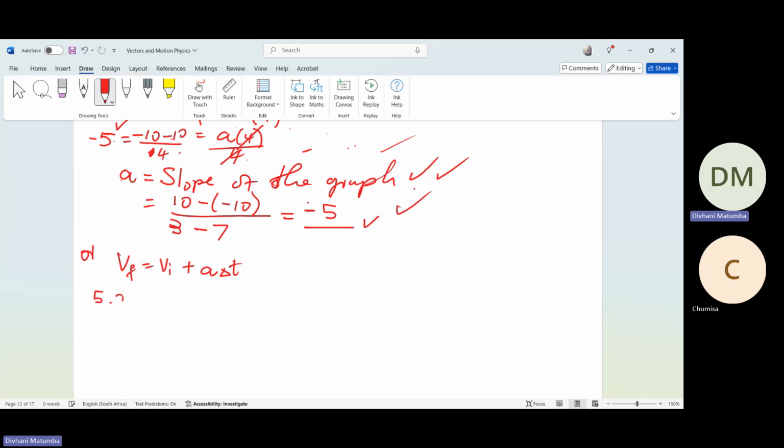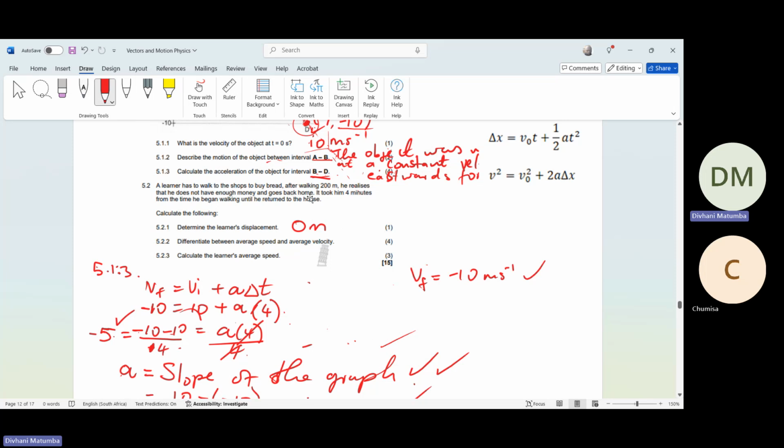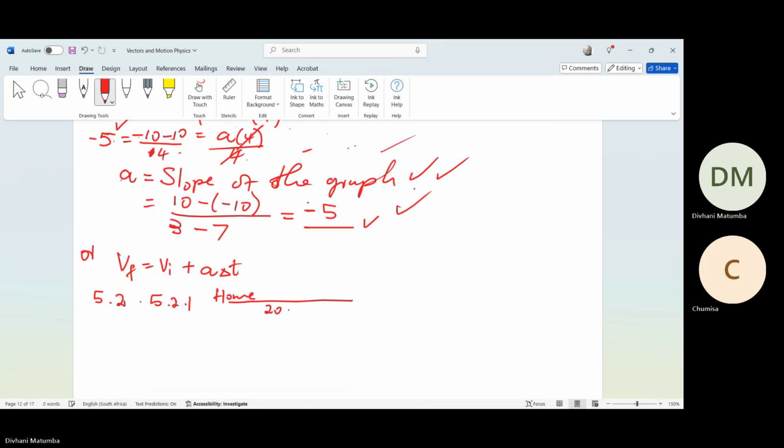Okay, this is 5.2.1. They are saying the learner, this is home. They went out to buy bread and they walked 200 meters. This is the shop. From there, this is the first motion. The second motion, it traveled from the shop back to home. Now the change in displacement is the final position minus the initial position.